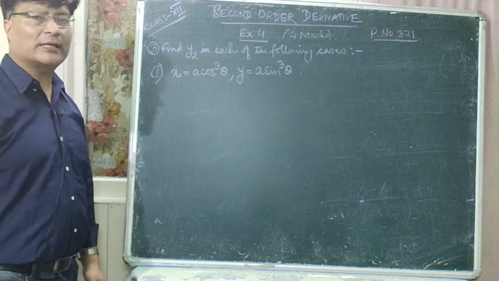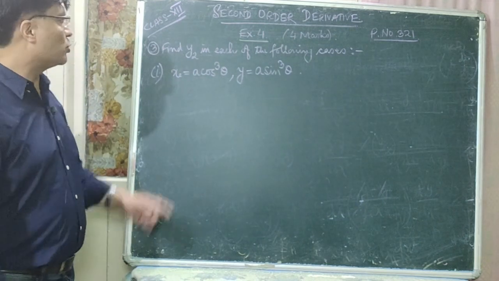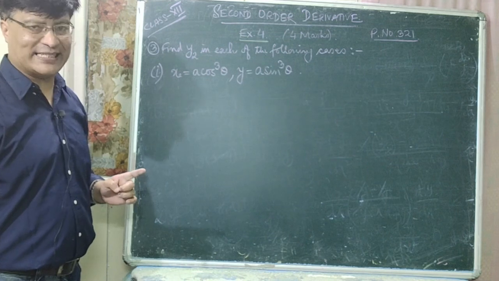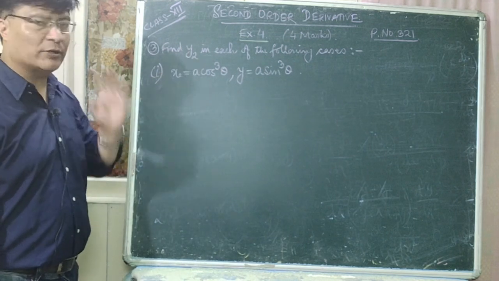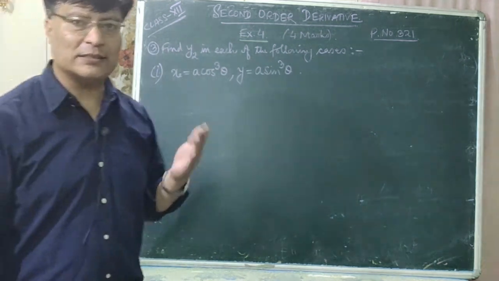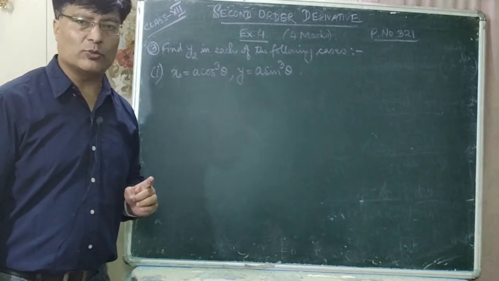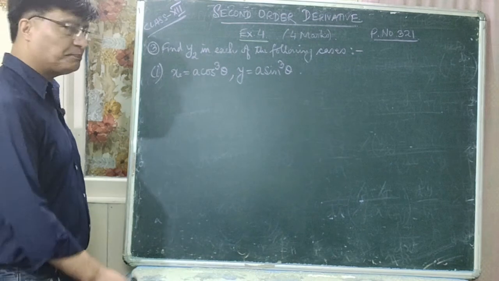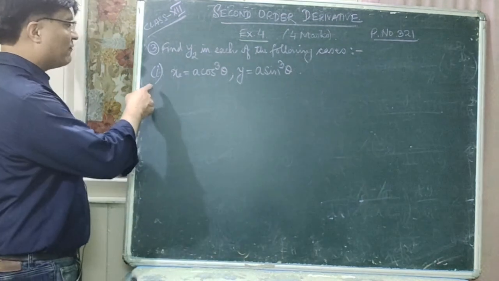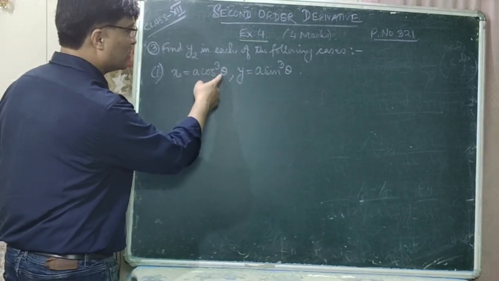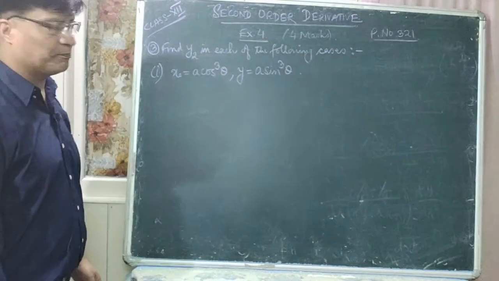In the last online class we did number 2. So today we'll do number 3. Find y2 in each of the following cases. y2 भनेको के हो भन्दाखेरि you know that d square y by dx square, or it is read as d2y by dx square. Okay, so let's find out d2y by dx square for x is equal to a cos cube theta, y is equal to a sin cube theta.